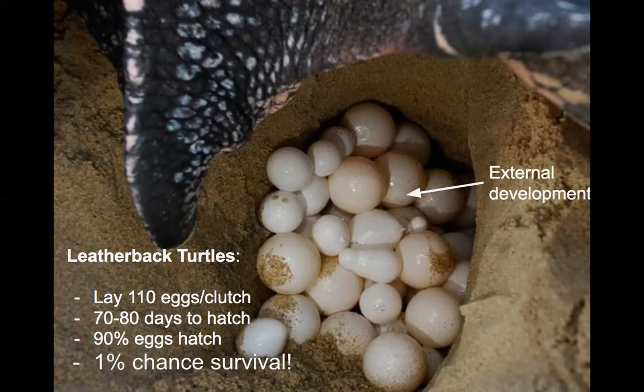Each one of these eggs is about the size of a golf ball, and in some cases maybe even smaller. These eggs will hatch after 70 to 80 days. Now, 90% of these eggs will hatch. However, the survival rate is actually very, very low. There's only a 1% chance.